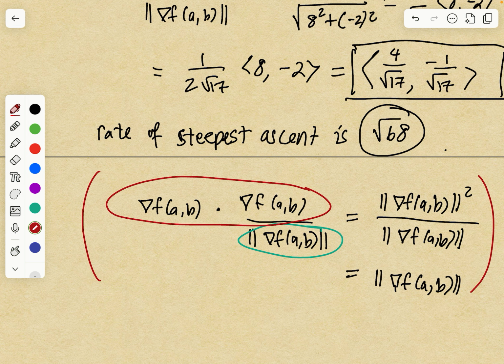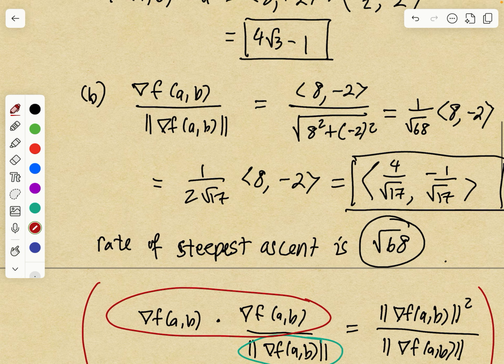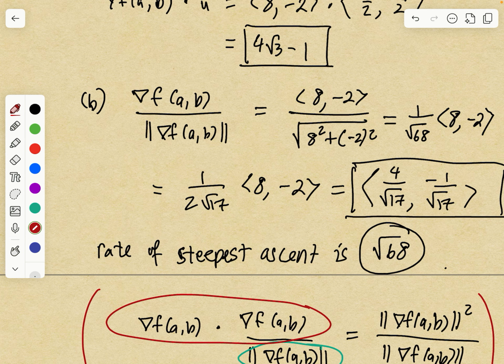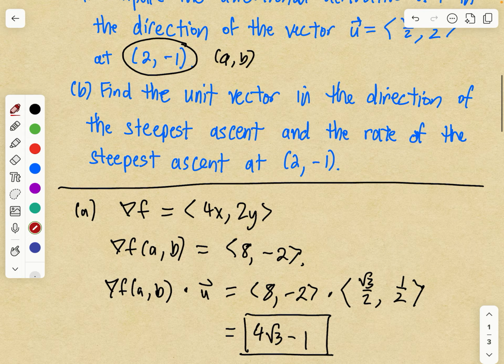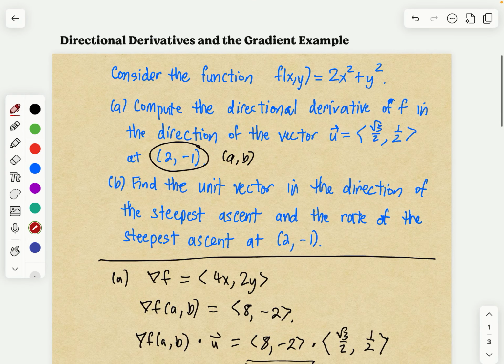In general, the directional derivative is the dot product of the gradient with the unit vector that you're going in. Okay, so a pretty simple problem. I mean, there's not really much to it. It's just a matter of, do you remember the facts that you need to solve this problem?